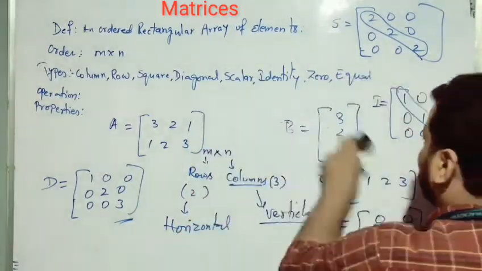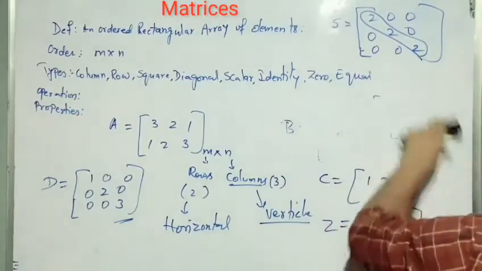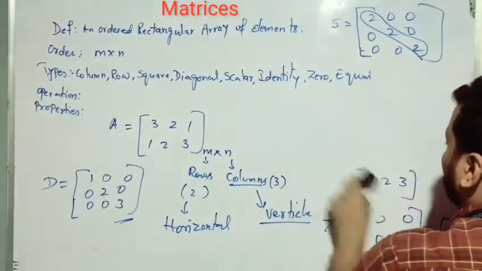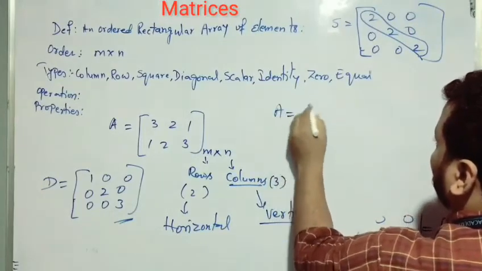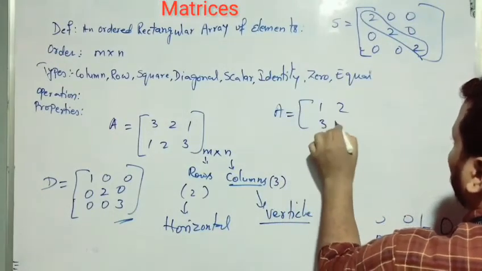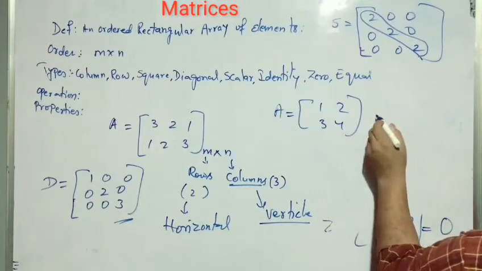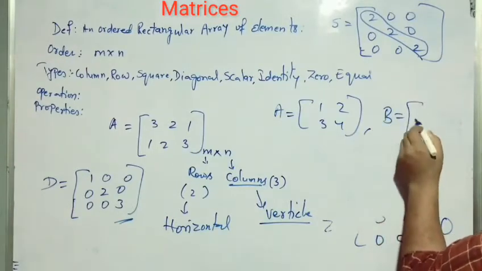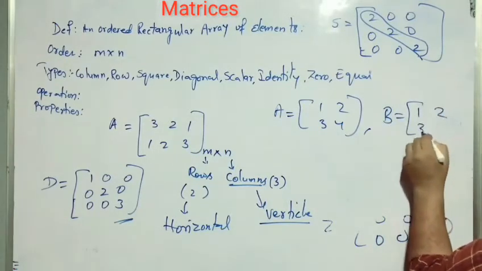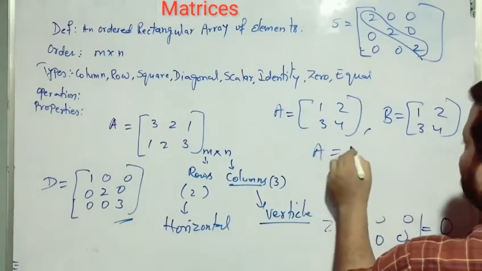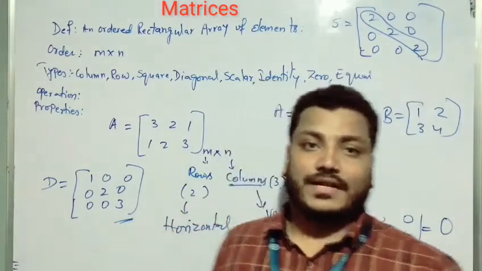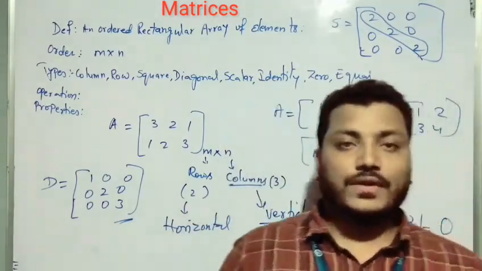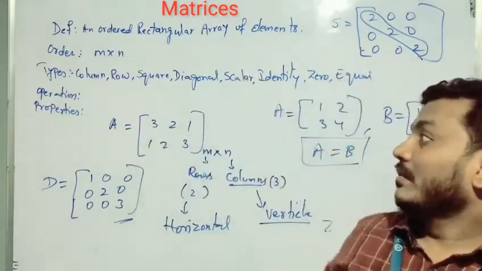If I take two matrices A and B, and all the corresponding elements are equal, then we know them as equal matrices. Like if I take A as 1, 2, 3, 4, and B matrix also comes as 1, 2, 3, 4 only, then we can say A is equal to B. So both matrices are equal. So this is known as equal matrices A and B. Hopefully these are the types of matrices.